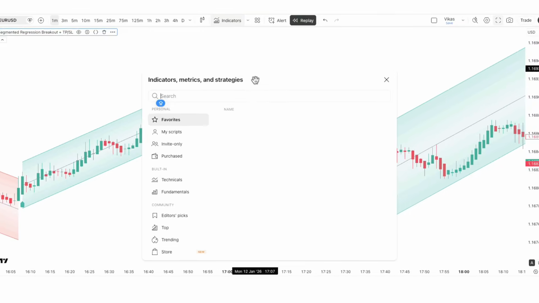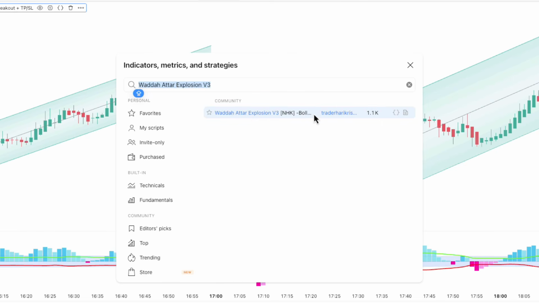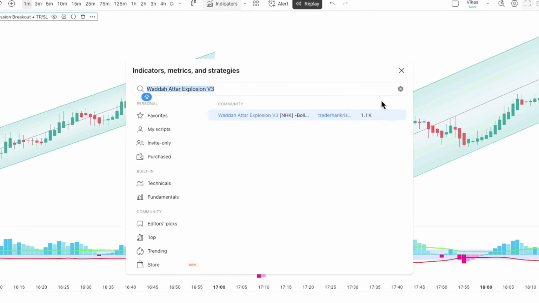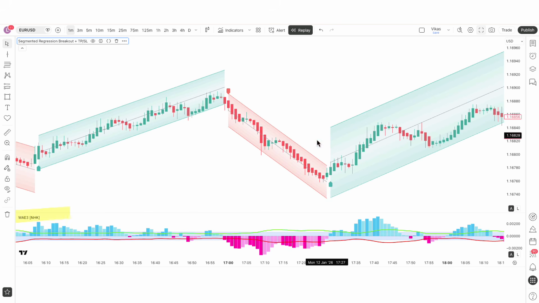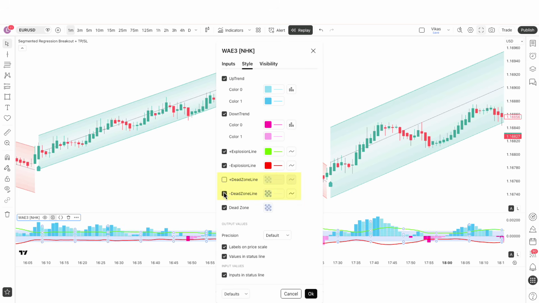Let's go to the Indicator Search tab, search WADA Atar Explosion V3, and select this one called WADA Atar Explosion V3, created by trader Harry Chris. Now let's access the settings of this indicator so we can modify it to suit our strategy. We changed the fast EMA length from 20 to 23. We keep these options hidden. And here, everything is fine after that.